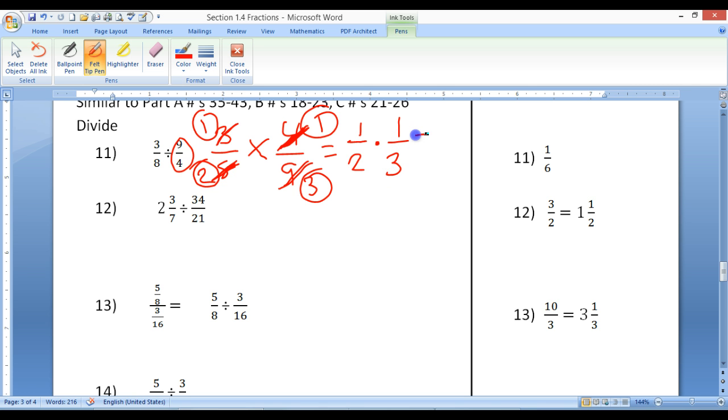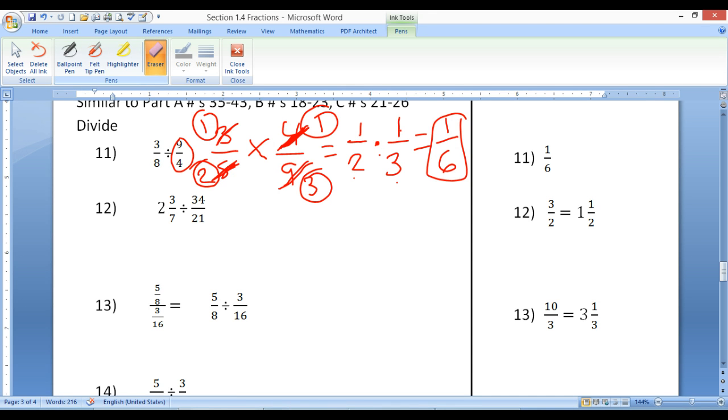Now in multiplication, which is different than addition, you multiply the numerators and you multiply the denominators. So in this one, you actually change the denominator. 1 times 1 is 1. 2 times 3 is 6. So that's the method of simplifying it before you multiply.